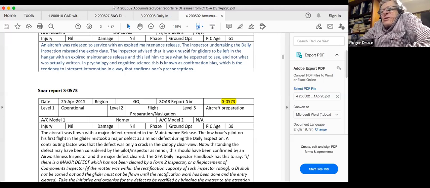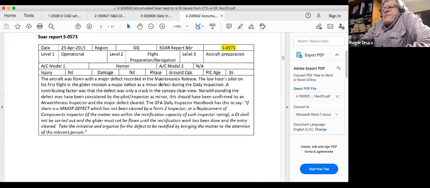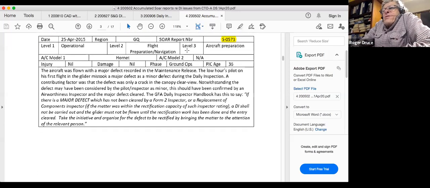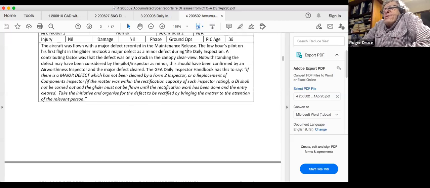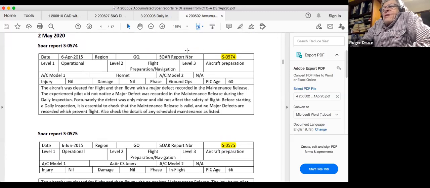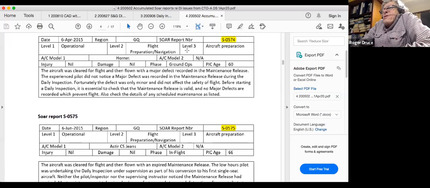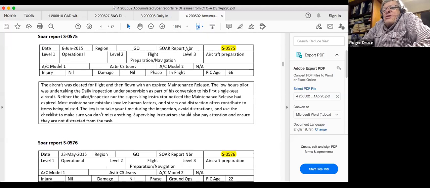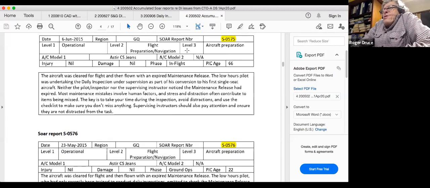Okay, Gliding Queensland, Hornet. Major defect entered in the race list. We'll move on. It's not such a good one, Dave. Gliding Queensland again, Hornet. Aircraft cleared for flight with a major defect on the maintenance release. I think it's actually the same one. Let's move on. Gliding Queensland, Jeans. Cleared for flight and flown with expired maintenance release.